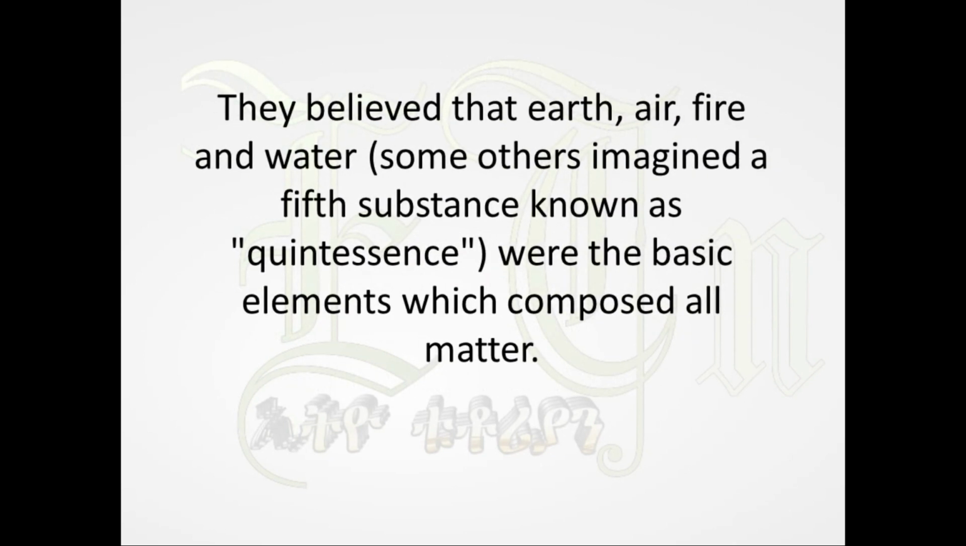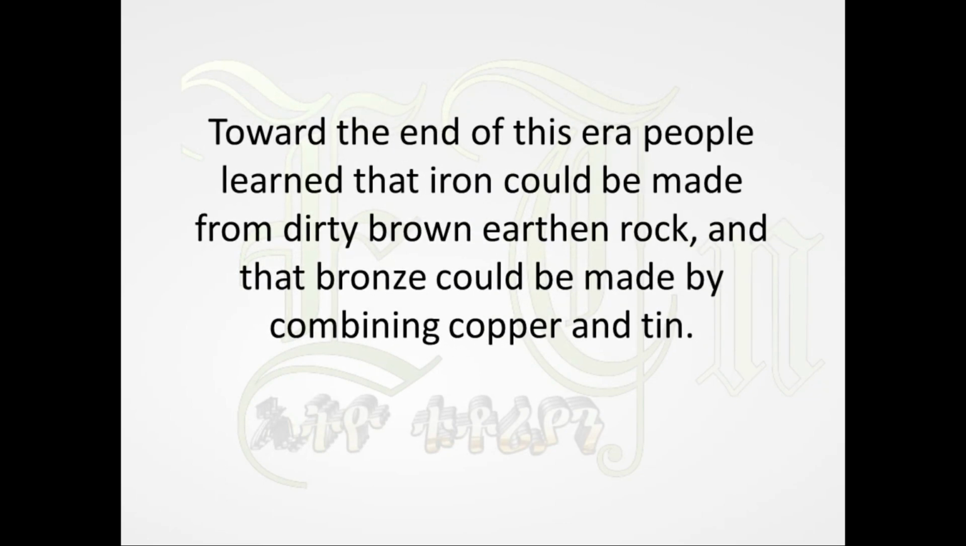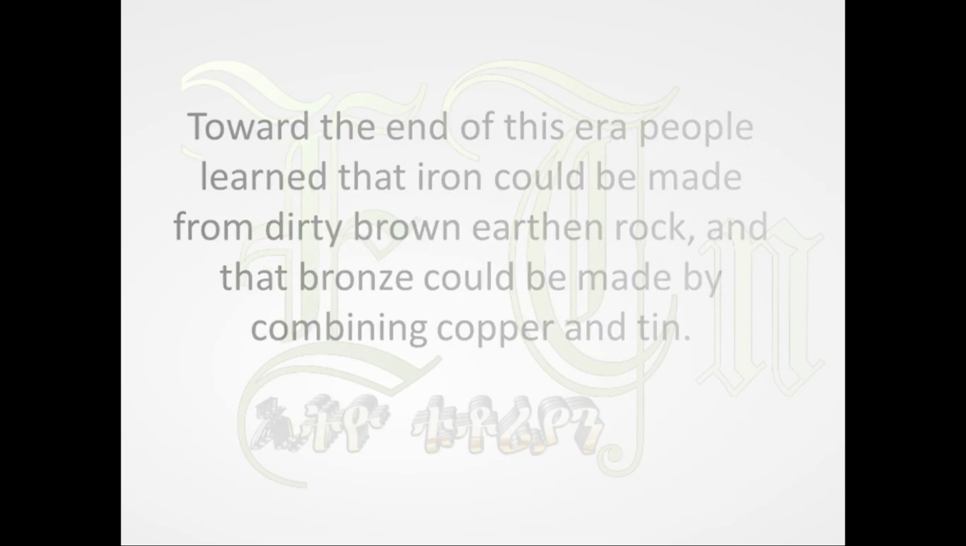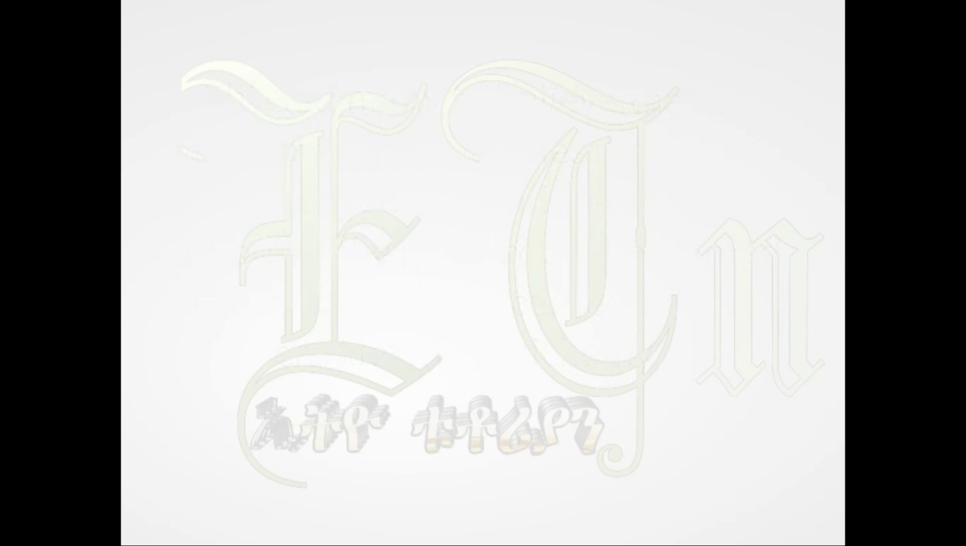They believed that earth, air, fire and water, and some others imagined a fifth substance known as quintessence, were the basic elements which composed all matter. Toward the end of this era, people learned that iron could be made from dirty brown earth and rock, and that bronze could be made by combining copper and tin. This led many to believe that, if yellowness and hardness could be combined, gold would be formed. This belief that gold could be formed from other substances led to a new era known as alchemy.